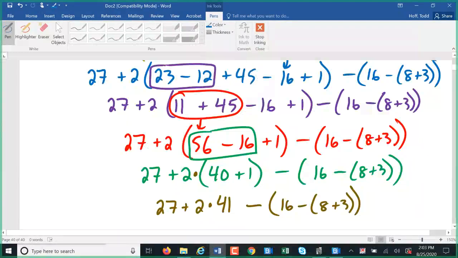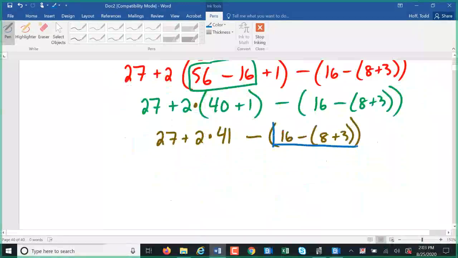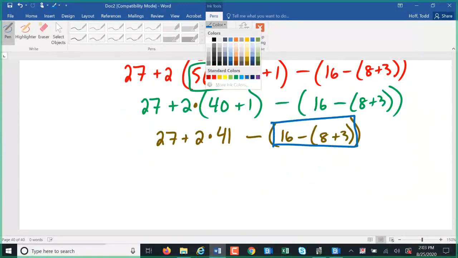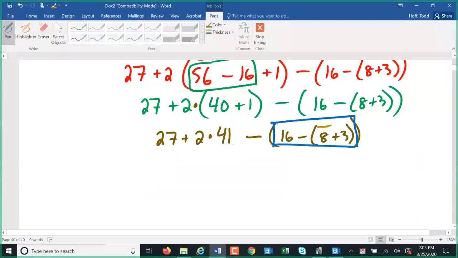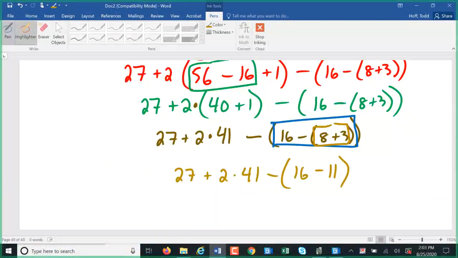Next, we have other enclosing symbols to move on to. So we've got this one here, and there's its other end. Well, inside there, we once again have another enclosing symbol, this parentheses, the 8 plus 3, which is 11. That reduces that to a single number, so I can take out that parenthesis. So I have 16 minus 11. I don't need to put an operation in front of this parenthesis because there was already the subtraction there. I only have to worry about putting in multiplication if there's a number there without an operation.